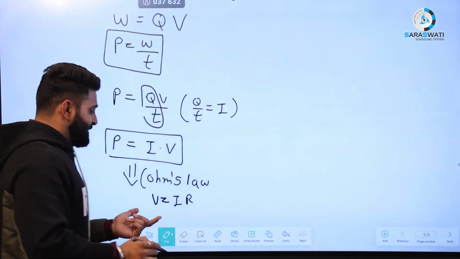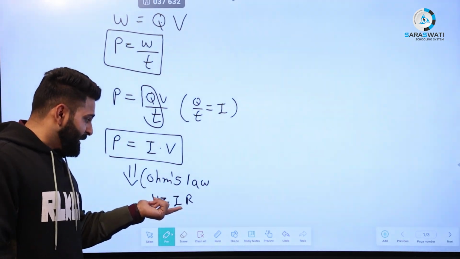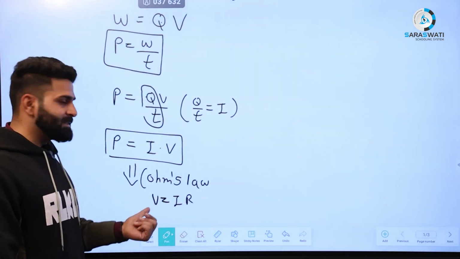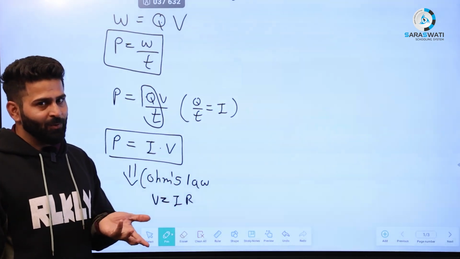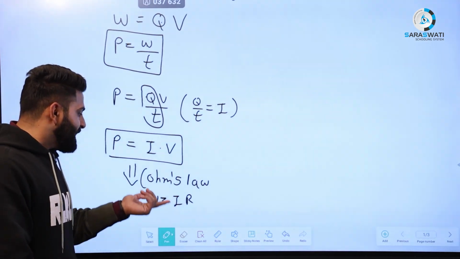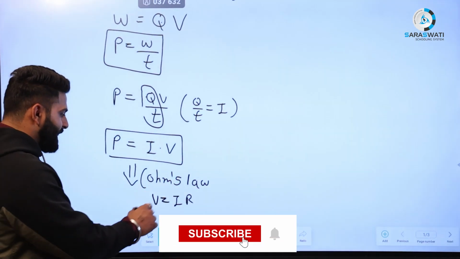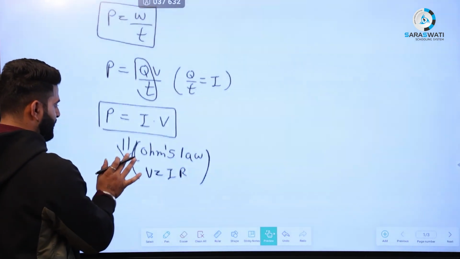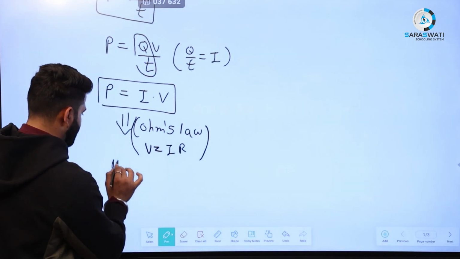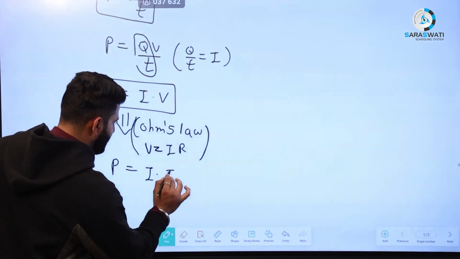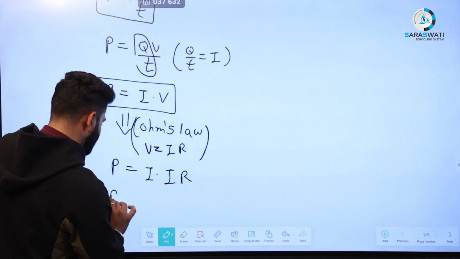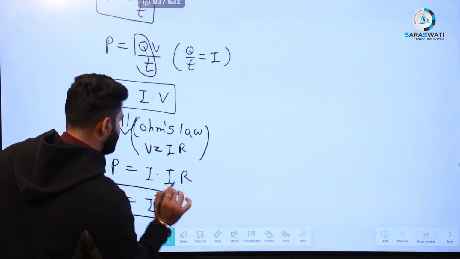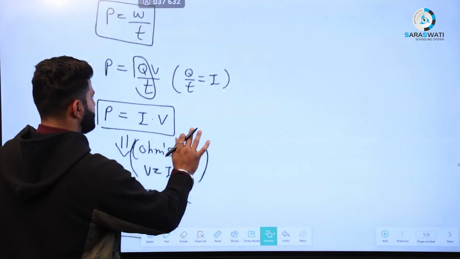In many channels you have learned that you can remember this formula in the form of VIR, but I'm going to give you a new trick for this. V is equal to IR. Now put this Ohm's law in the power formula. P is equal to I into IR, which becomes I square into R. This formula is important.